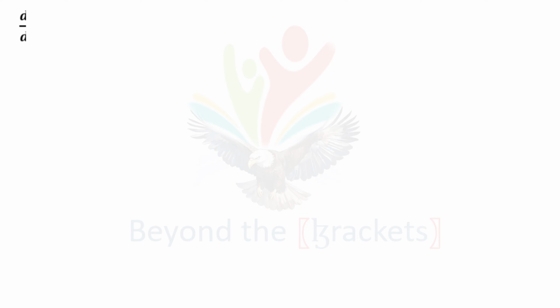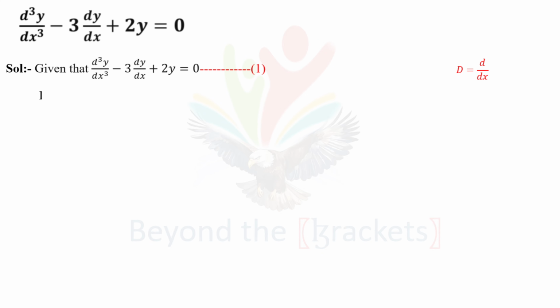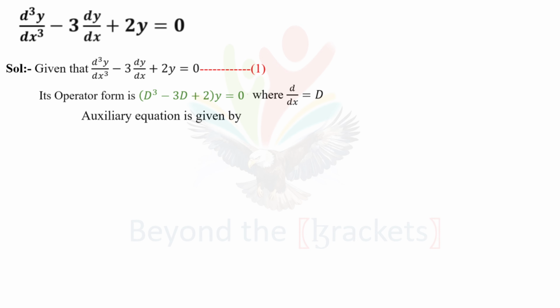Now moving on to the next problem, let us denote the given equation as equation 1. Writing it in operator form by replacing d by dx with capital D, we obtain (D cube minus 3D plus 2) y is equal to 0. To form the auxiliary equation, we replace D by m and equate it to 0. Hence, we get m cube minus 3m plus 2 equal to 0.